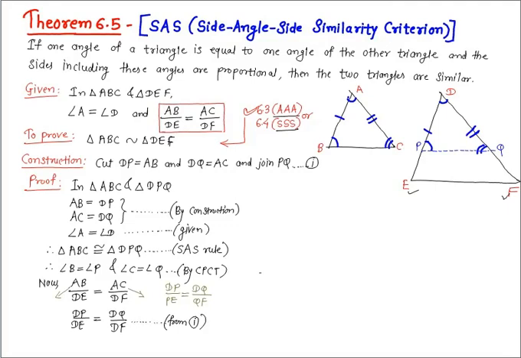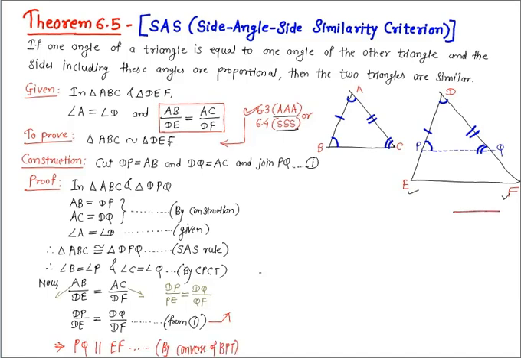Now if you see this ratio in the diagram, in triangle DEF, we got DP by DE is equal to DQ by DF. This is the ratio of the corresponding sides, right? So we can use converse of BPT theorem. So by converse of BPT, we can say PQ is parallel to EF.